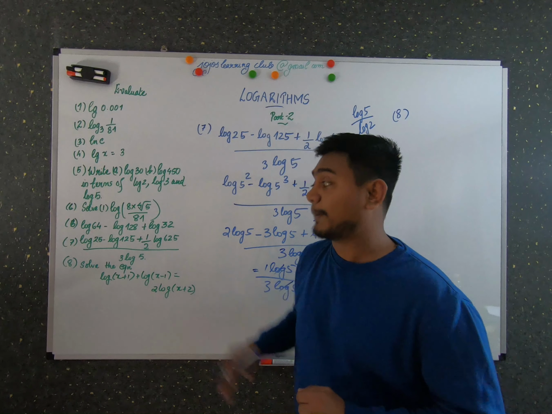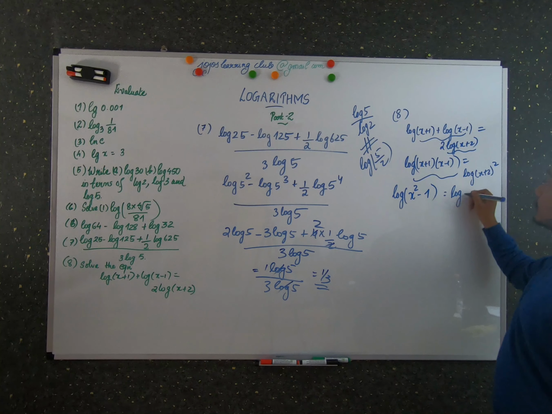Log a plus log b, you can write it as log of x plus 1 into x minus 1, and this you can write it as log of x plus 2 the whole square, which is the same as 2 into log of x plus 2. Again, I'm going to solve this. So log of x square minus 1 it is, right? And just solve this. So what you will get? x square plus 4x plus 4.